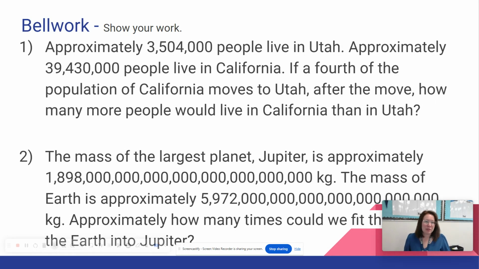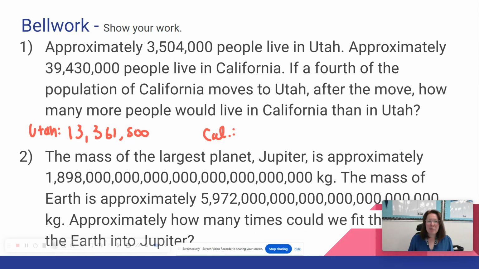I'm not done though. It didn't ask how many people now live in Utah. It asked how many more people would live in California, because guess what? More people still live in California than live in Utah. So right now, after this imaginary move, we have 13,361,500 people, now imaginary, living in Utah. Well, in California, we have to figure out how many people live there now. In this imaginary situation, we started with 39 million and 9 million of those people moved.